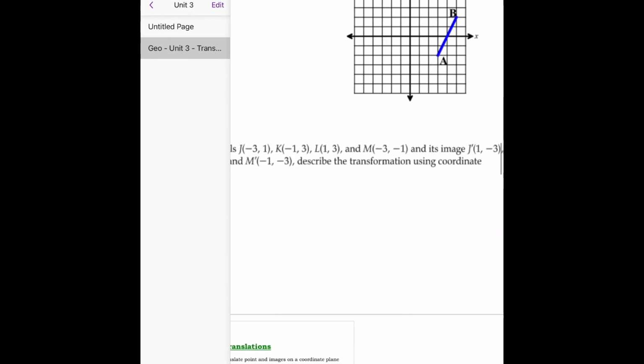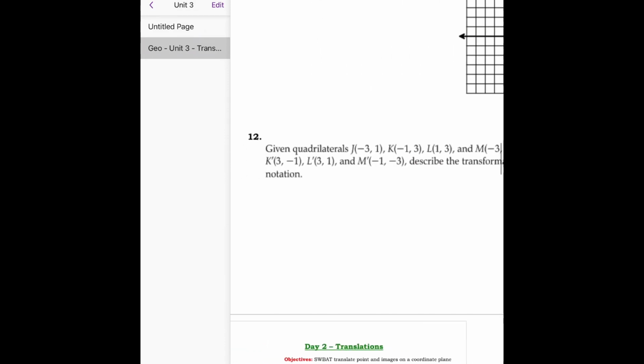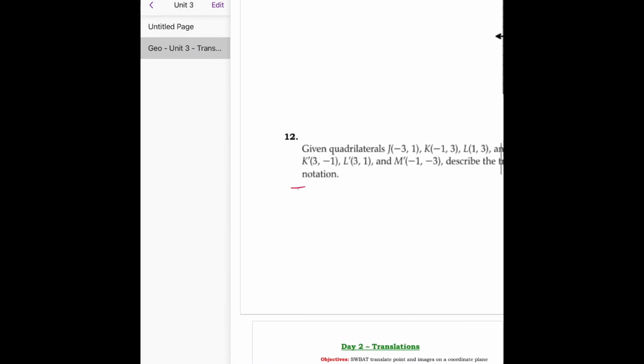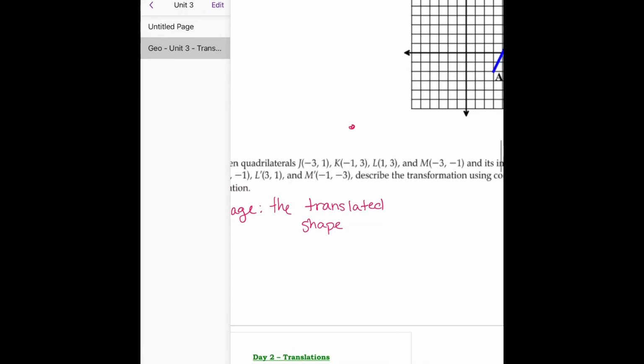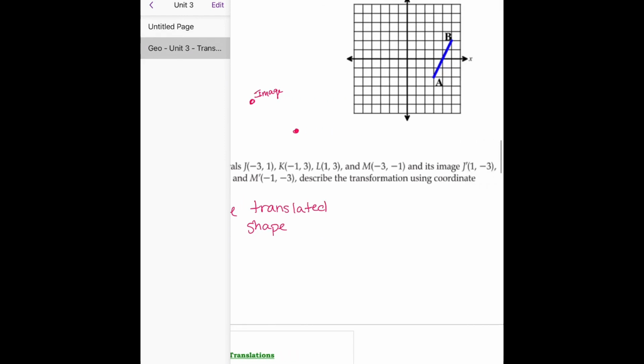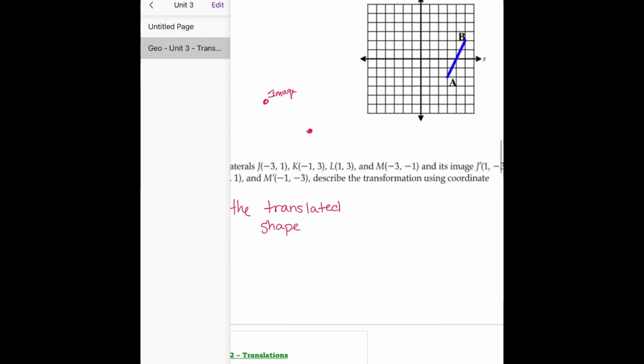Given the quadrilateral JKLM and its image, the image is the transformed shape. So if I have a point, bam, and I rotate it, over here, this is the image. And we'll go over that some more too. Describe the transformation using coordinate notation.